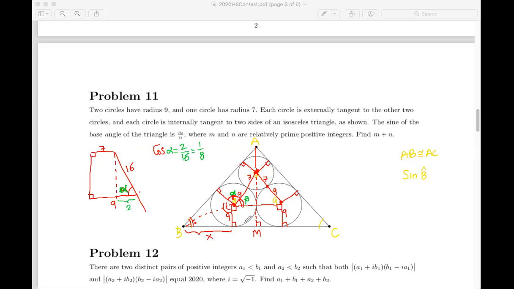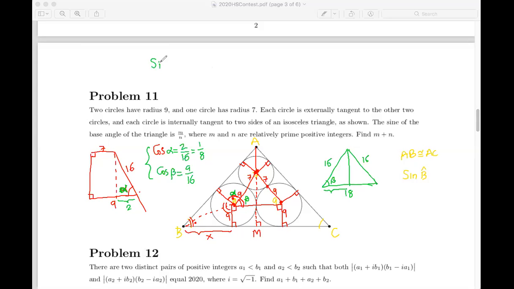Call this one beta. And what is the cosine of beta? Well, let's draw this triangle over here to see what's going on with it. This triangle has sides 16, 16, and 18. So if this angle is beta, then cosine beta equals the adjacent side, which is 9, over 16. So we have cosine alpha and cosine beta. Then we can compute the cosine of the sum, or the sine of the sum.